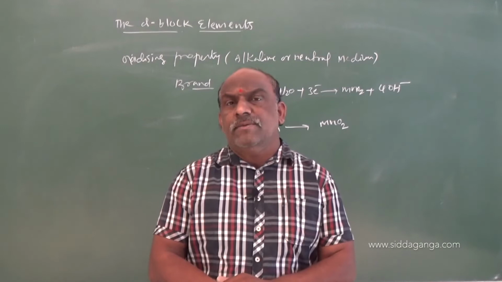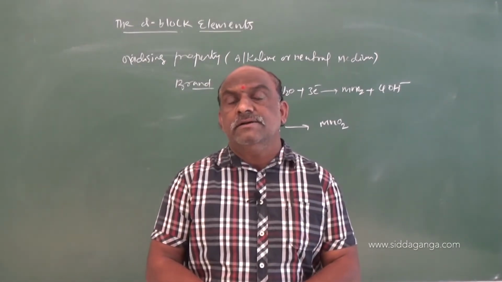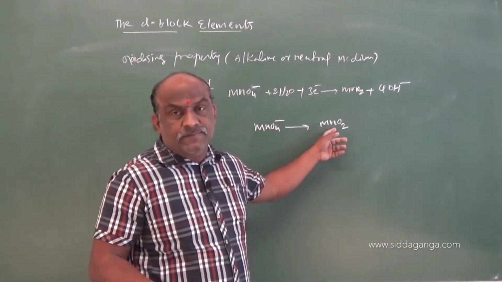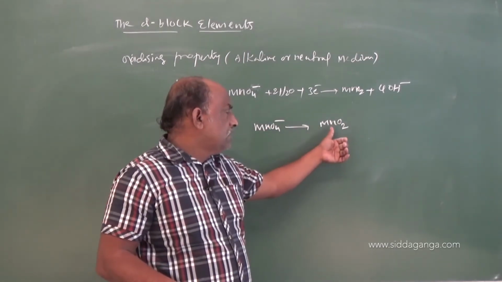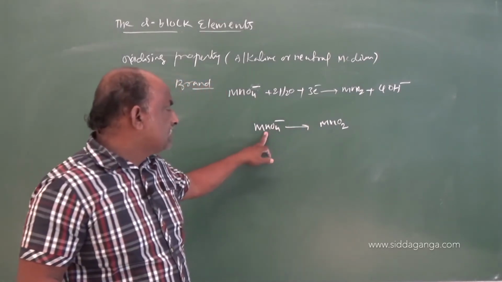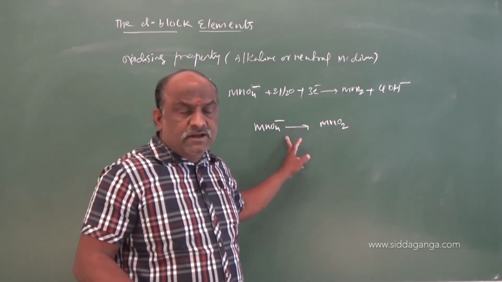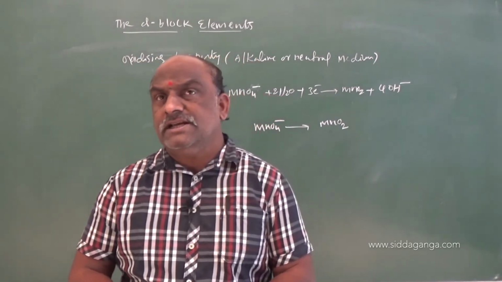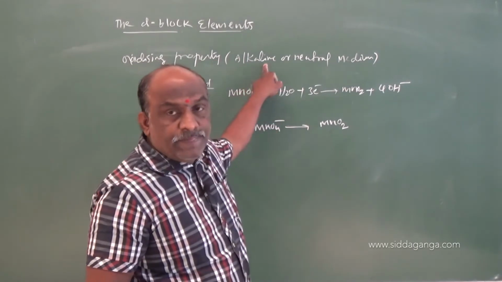Potassium permanganate is reduced to manganese dioxide. Potassium permanganate is converted to manganese dioxide. Here the oxidation number changes from plus 7 to plus 4. It decreases, and decreasing means it is a reduction reaction. So, KMnO4 acts as an oxidizing agent in alkaline medium. Which medium is this? Alkaline medium.